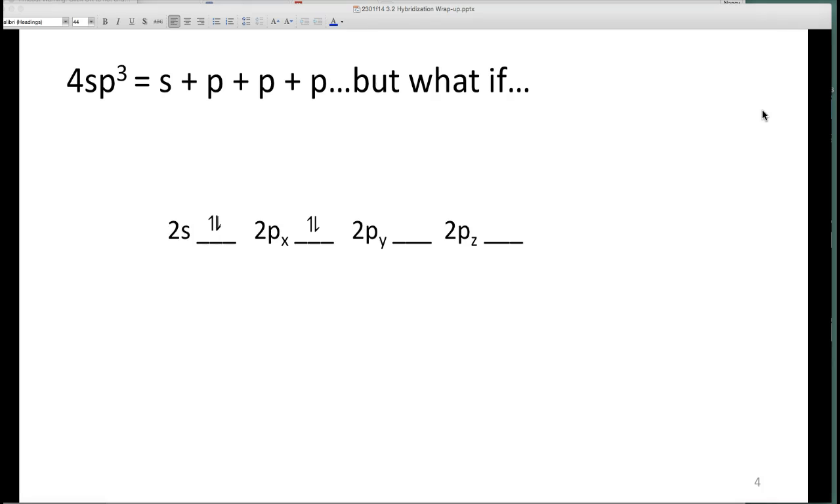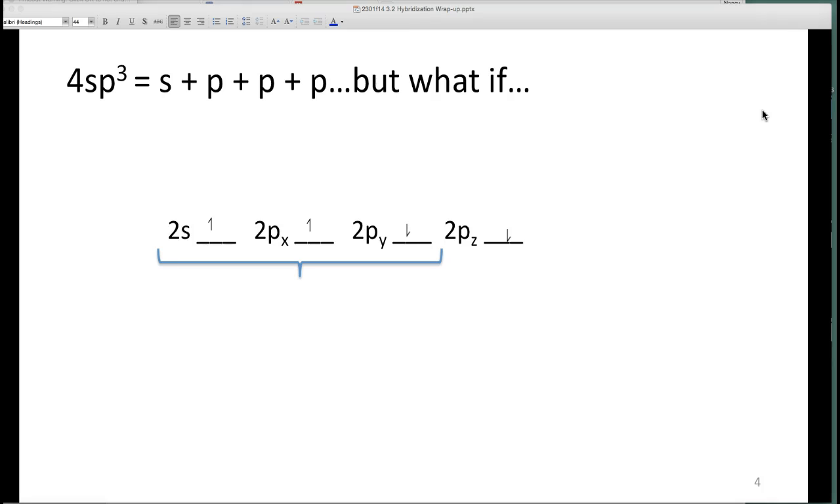All right, so we get 4 sp3 orbitals because we threw all 4 of carbon's atomic orbitals into the blender. Who said we had to throw all 4 of them into the blender? For example, I promote my electrons, so I have my 4 unpaired electrons in my 4 atomic orbitals. But what if I just decide to hybridize the 2s orbital and 2 of the p orbitals?